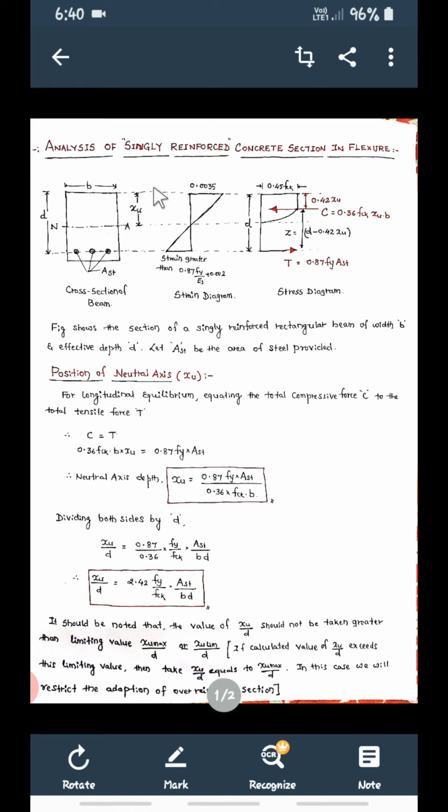Singly reinforced beams are the beams in which tensile reinforcement is provided only in the tension zone. Can you see any bars here? No. Okay, so this beam is called a singly reinforced beam.